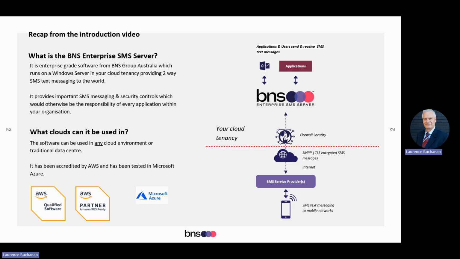So what clouds can this be used in? That's a logical question because it runs in your own cloud tenancy. AWS, Azure, and others as well, running in your own data center, running your own SQL server. The mix is there, but our focus in terms of QA and testing is Azure and AWS.